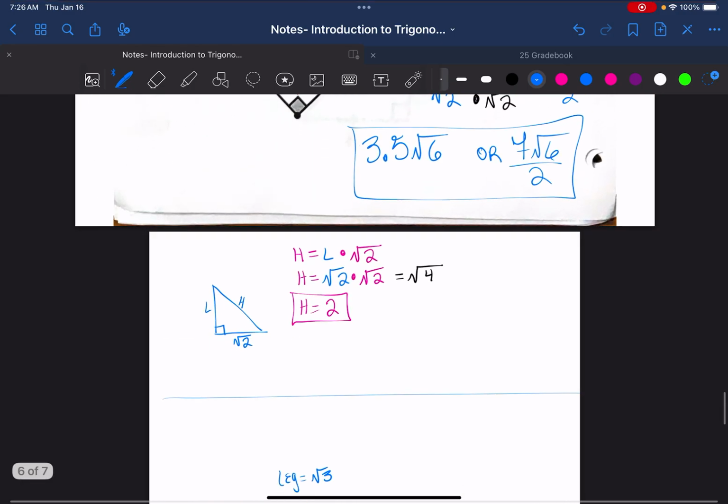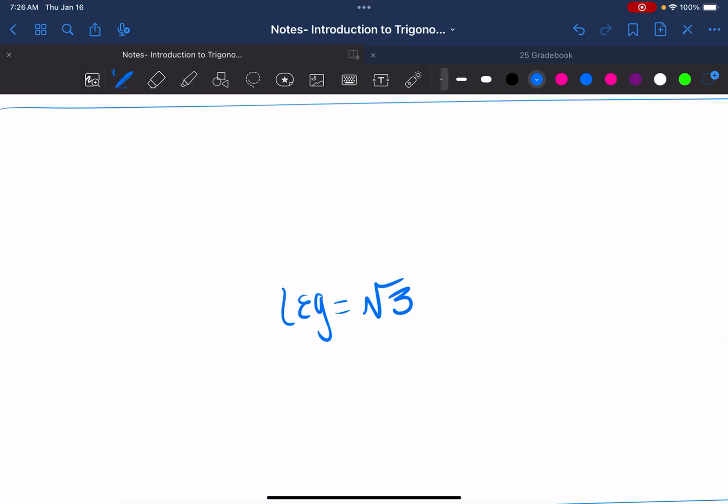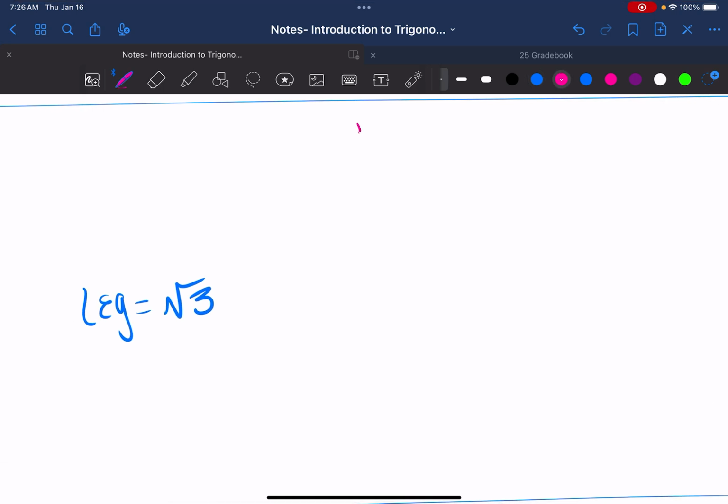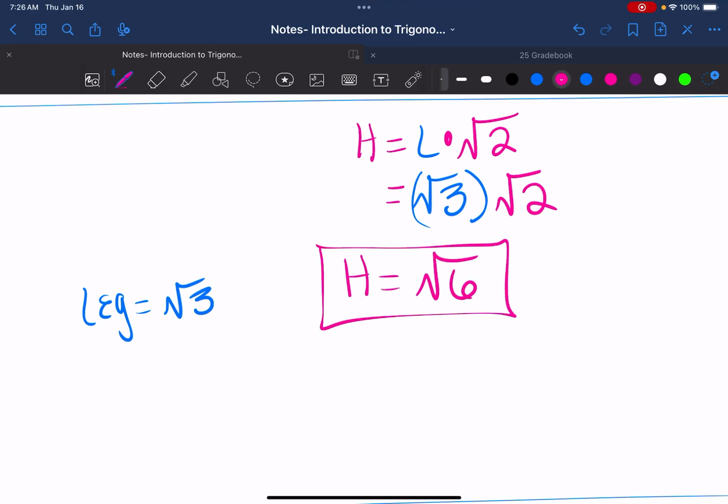Now I have 2 more examples I want to go through. Without drawing the triangle, I'm telling you my leg is square root 3. So my hypotenuse equals my leg times square root 2. We're solving for the hypotenuse. So my leg is square root 3. It doesn't matter. We're going to just go ahead and put that in parentheses. No matter what my leg looks like, we're putting that there. Times square root 2. 3 times 2 is 6. So the square root of 6 is my hypotenuse for this one.